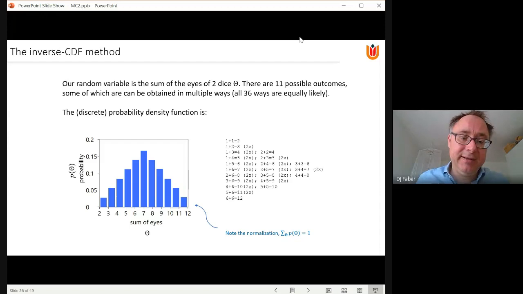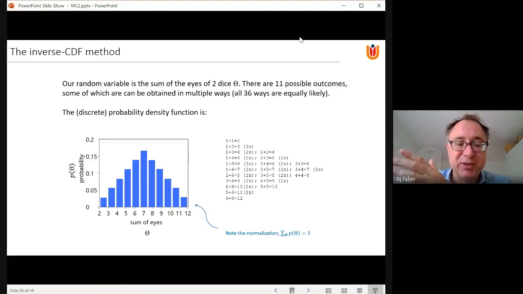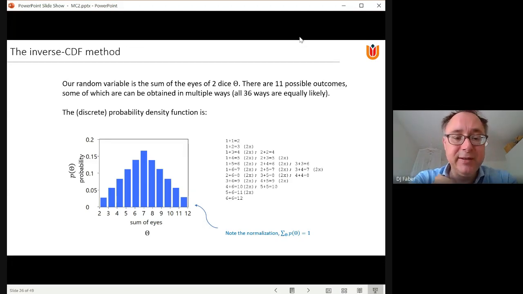So if you then calculate the probability density function of the sum of the eyes, and this is going to be discrete, of course, because the sum is discrete, it's going to look like this. So there is a low probability of throwing 2, there is a low probability of throwing 12, and there is the highest probability of throwing 7. Next time you play Monopoly, you may want to keep this in mind. But of course, you already knew this.